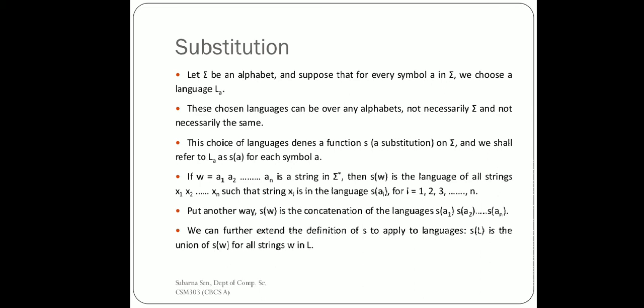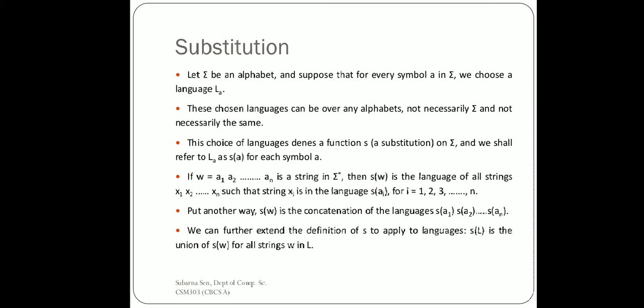Firstly, we will assume a set of alphabet as sigma, as we are doing from the beginning, and we are assuming every symbol A in sigma. Whatever the input symbol, we are generalizing it with a symbol A, and that belongs to sigma. Then we will choose a language LA, right? And this chosen language can be over any alphabet, not necessarily sigma and not necessarily the same. Why are we doing like this?